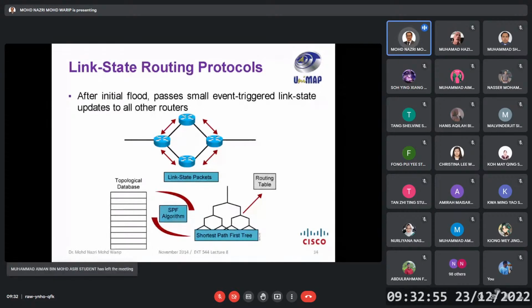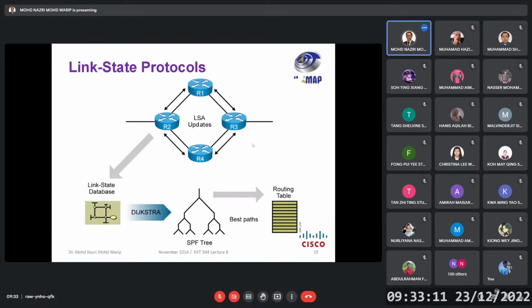Okay, so this one is the structure of link state, and this one is the SPF algorithm. So what happened? The routing table becomes like this structure, like a tree, the shortest path first tree. Okay, so what happens? The link state advertisement, LSA, will update all routers, for example R1, R2, R3, R4.